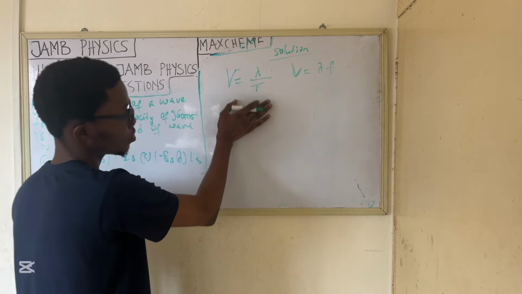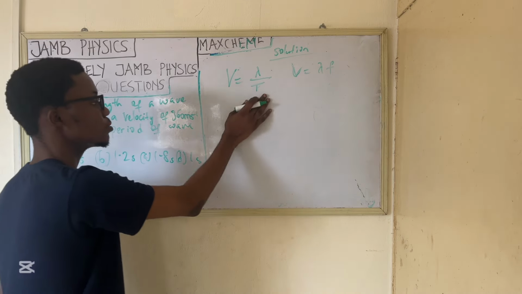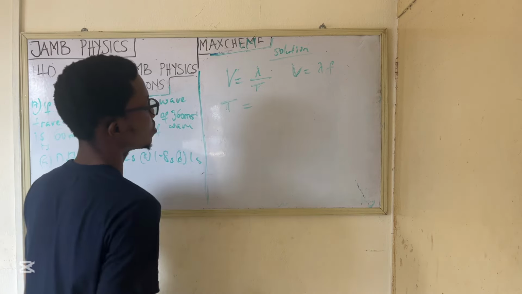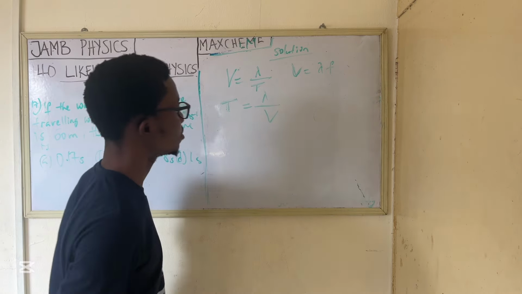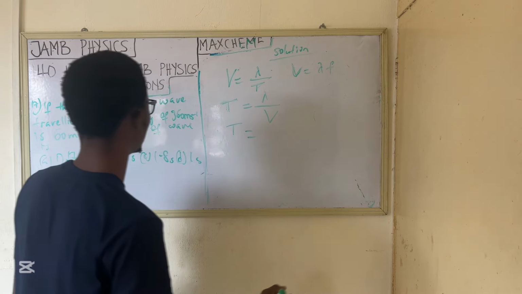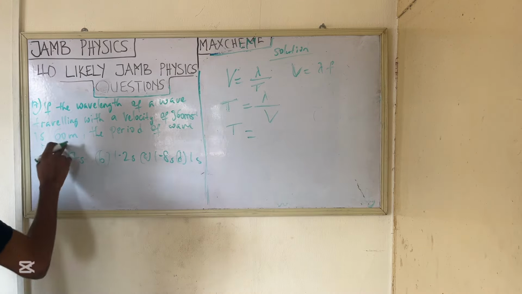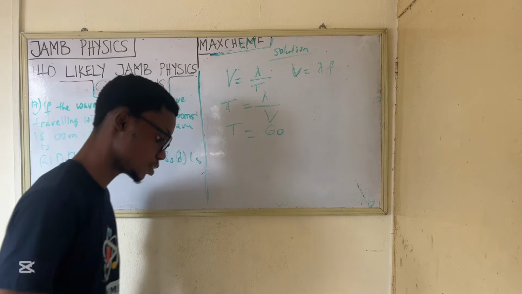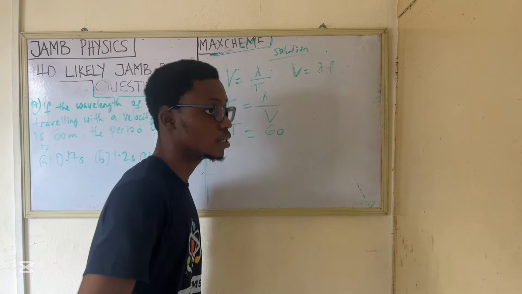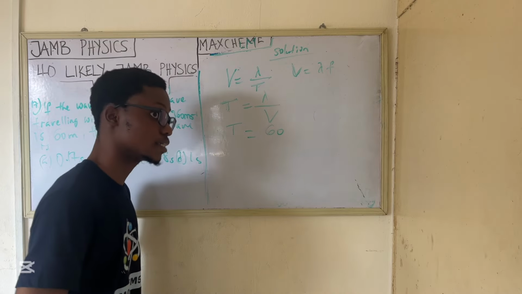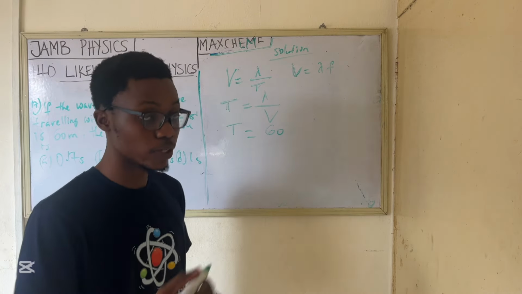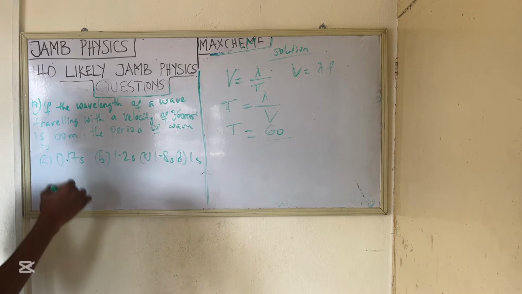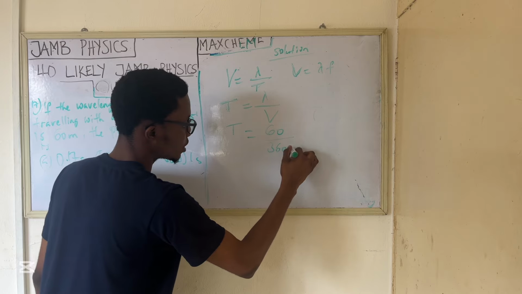So velocity is equal to wavelength divided by period. If you want to get your period from here, T is equal to lambda divided by velocity. So T is equal to, what's our lambda here? Our lambda is 60 meters. That is wavelength, and you know wavelength is the distance between two successive crests or two successive troughs. So it's in meters, mostly distance. When you see distance in wavelength, it's denoted by lambda. So what's the velocity? 360 meter per second.